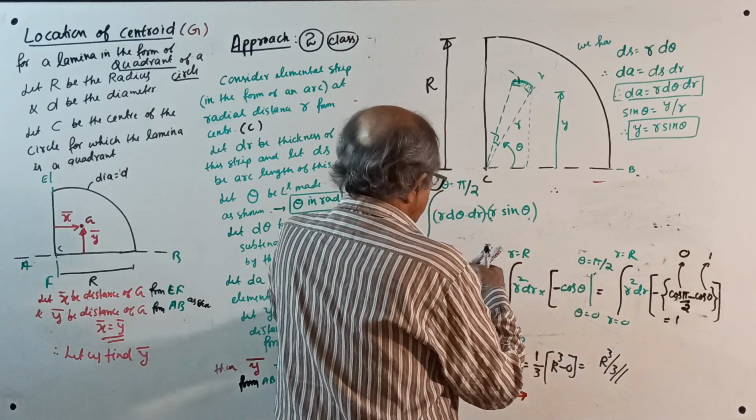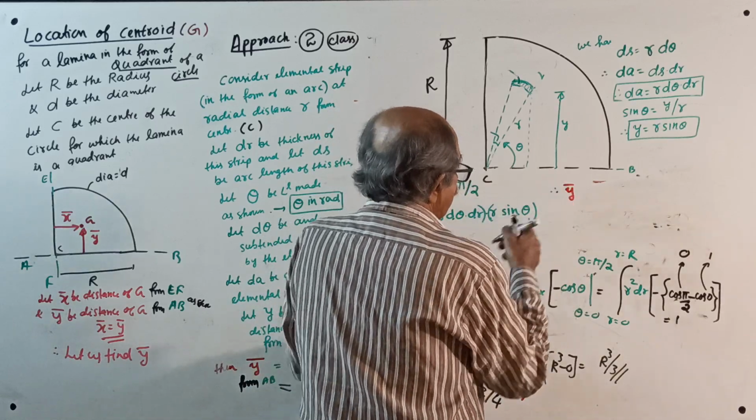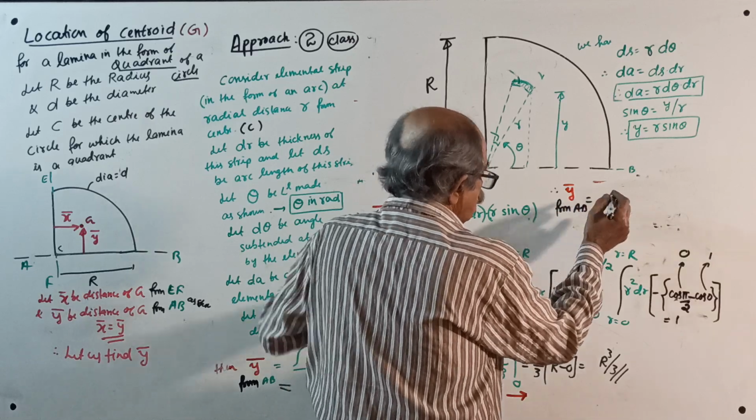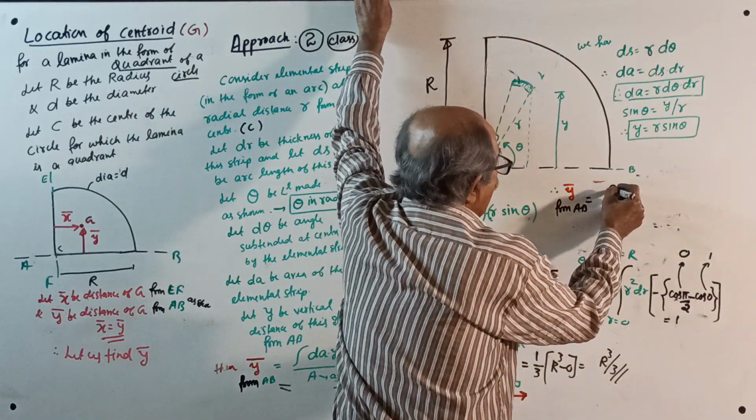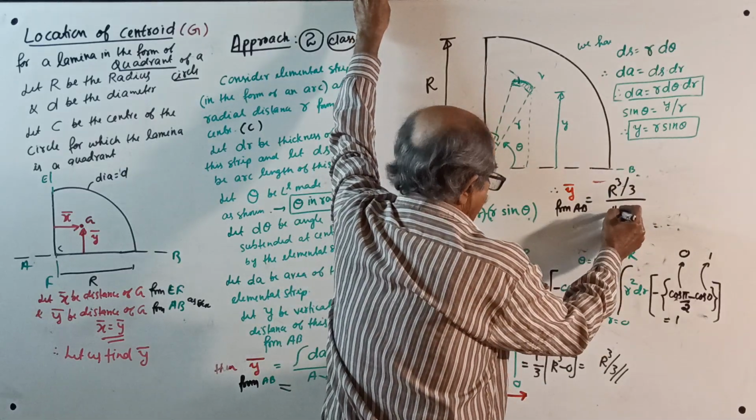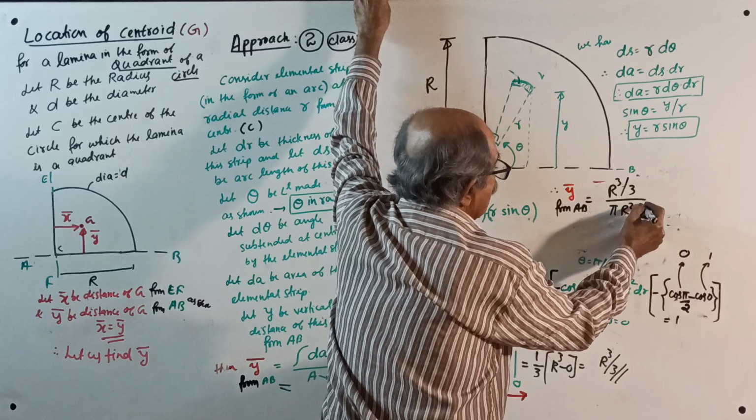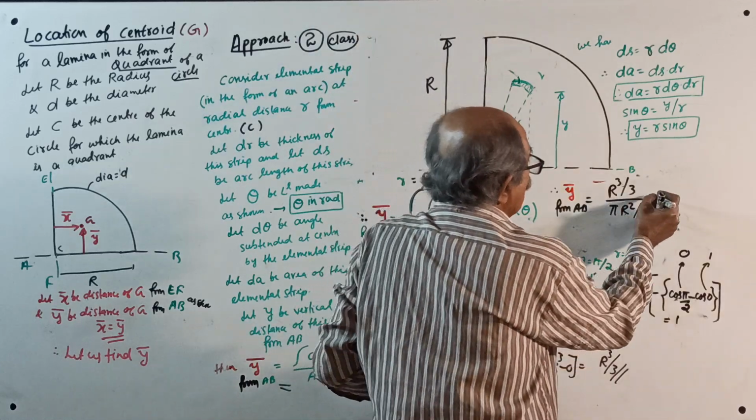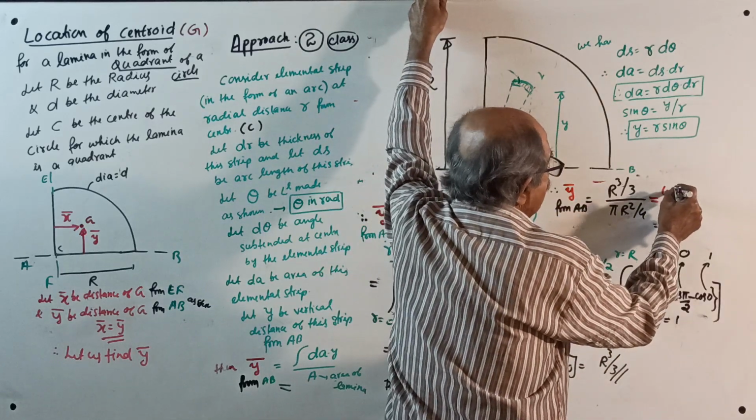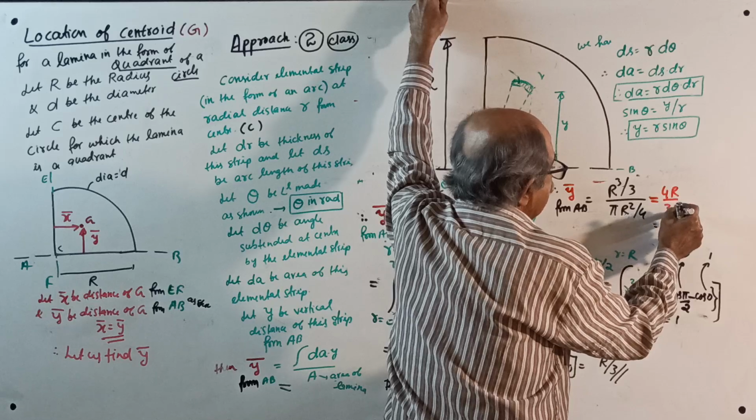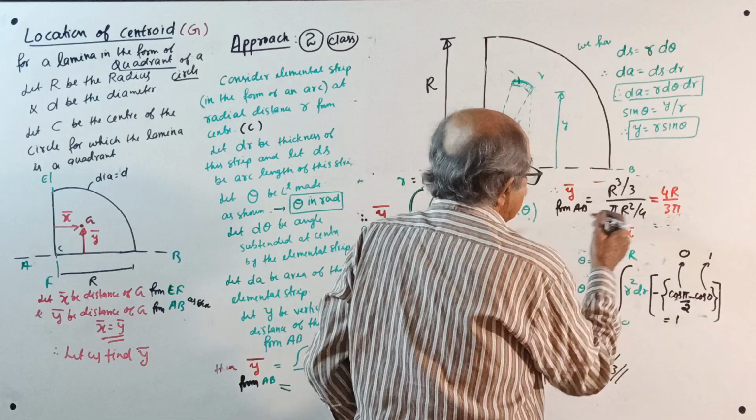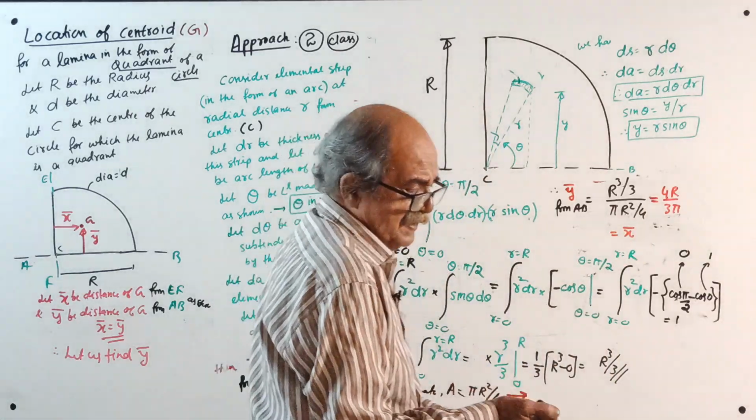Therefore, your Y bar from AB equal to numerator is r cube by 3, denominator is pi r square by 4. Once again your y bar will come here, 4r by 3 pi. Y bar, right here. That y bar itself equal to x bar. Okay, now over. Everything is over.